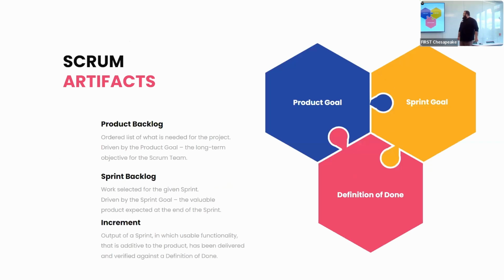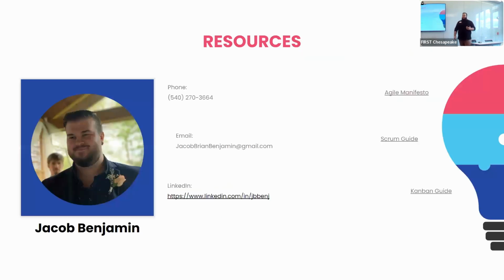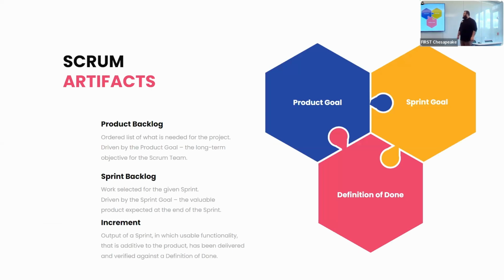Next slide. So finally, all of this is to create these Scrum artifacts. We have the product backlog, and that's going to be an ordered, prioritized list of what we need to complete for the project. Oh, go back one slide. But yeah, this is what you need to reach your minimum viable product.